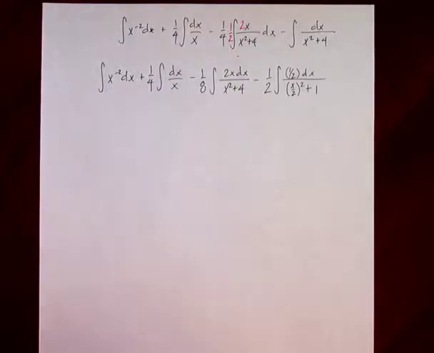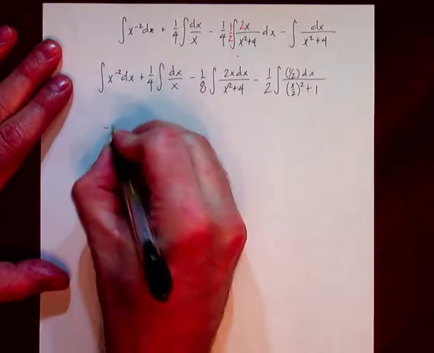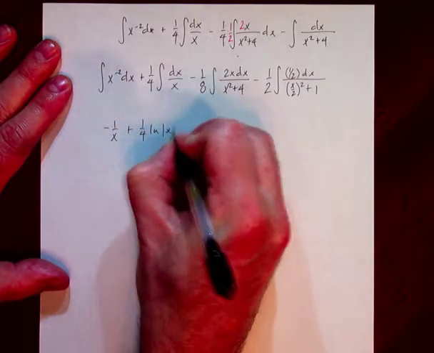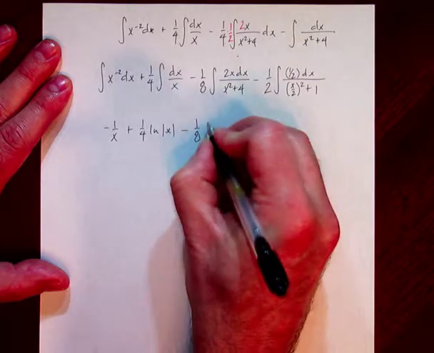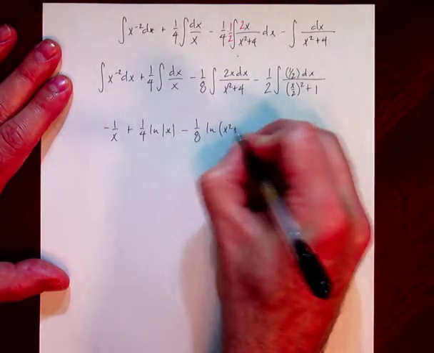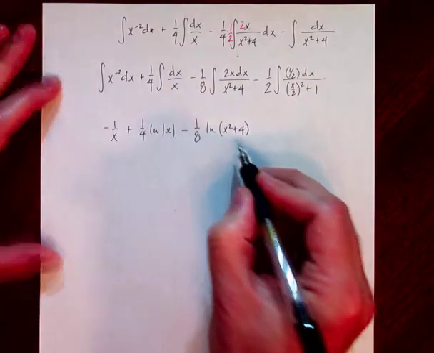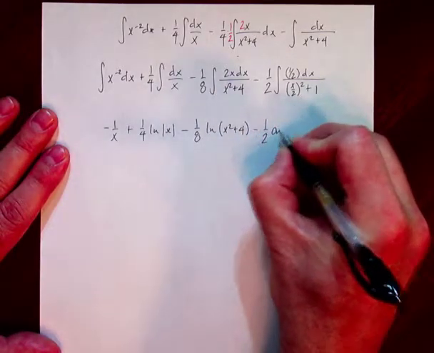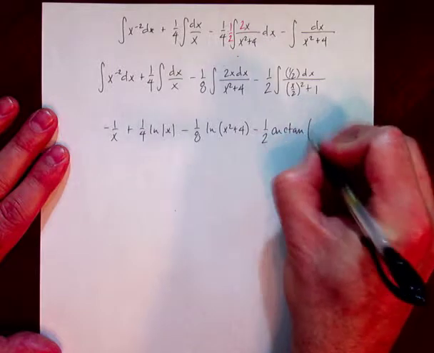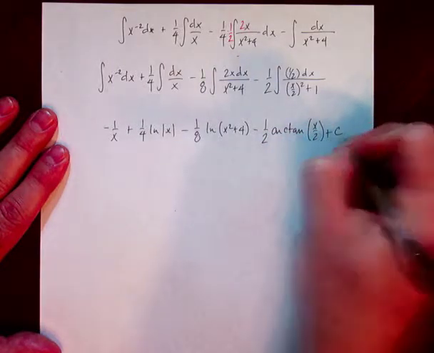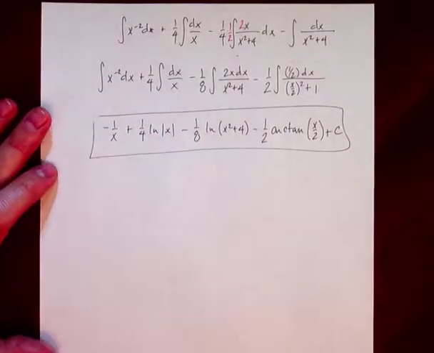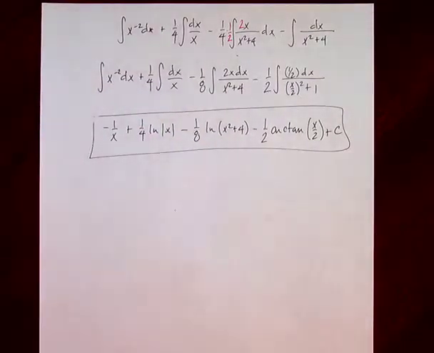Now from here, I can integrate all of them. They are ready to go. So I get negative 1 over x plus 1/4 natural log of x minus 1/8 natural log of x squared plus 4. And I don't put absolute value bars right here because x squared plus 4 is always positive. Minus 1/2 arctan of x over 2 plus c. And that's it. Okay? A little more difficult, right? But let's go ahead and move on to the next one.